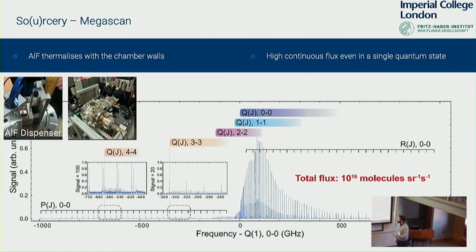Even more amazingly, you can build a dispenser, very similar to a normal alkaline MOT. And the very surprising fact is you can do it around the corner. This means that the AlF molecules actually thermalize with the walls. They collide with the walls, and we can still see good signal orthogonal to it. So it's such a stable molecule that it actually thermalizes with your vacuum chamber walls.